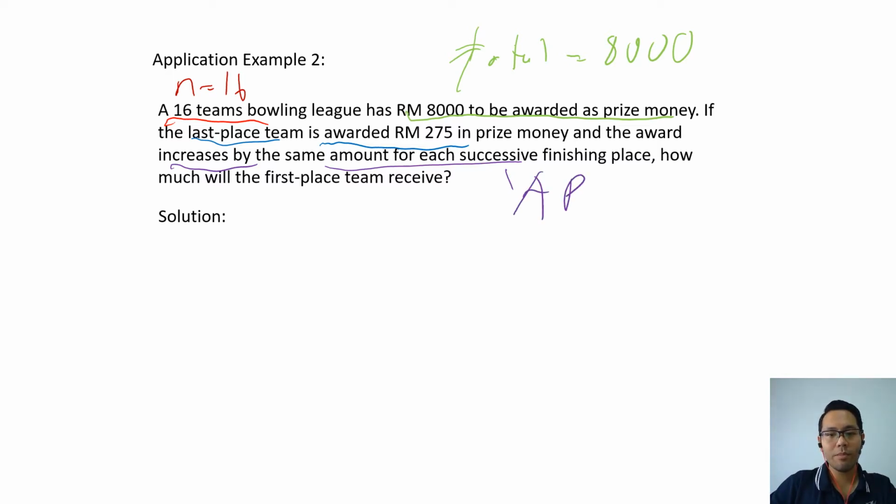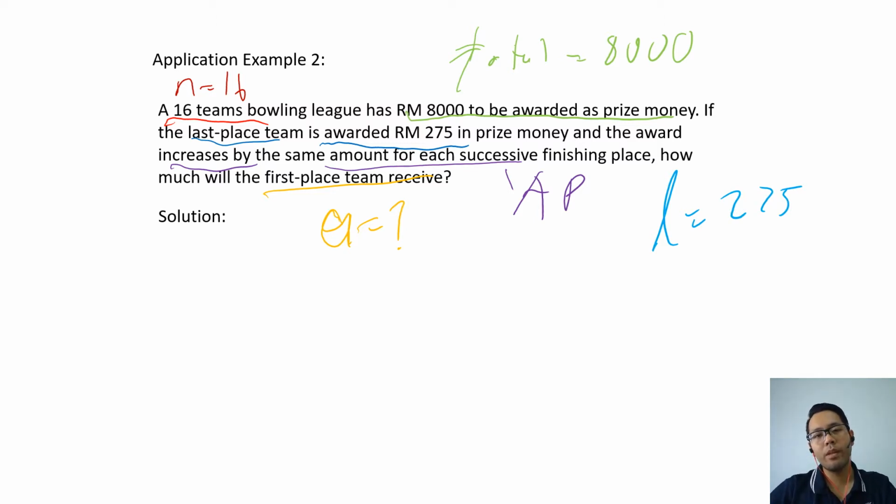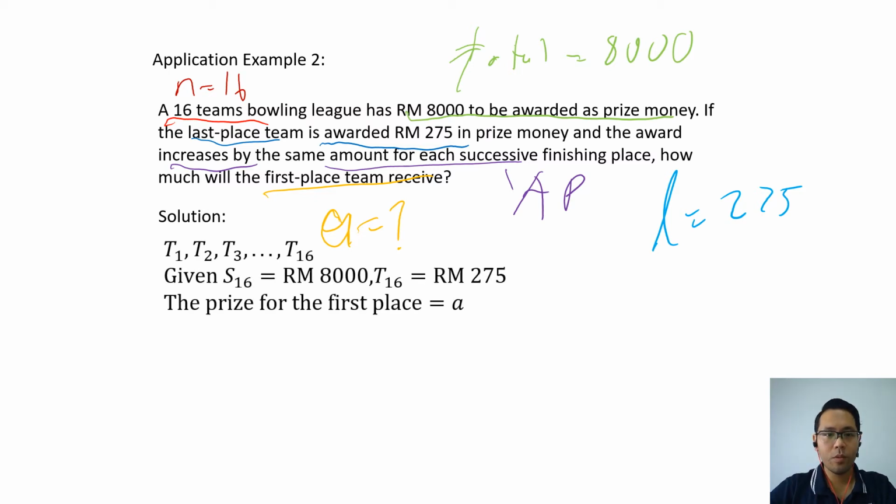And somehow this question is a bit weird, because they ask, hey, how much is the first place? A equals what? Normally we know the A, so this is the one where we do not know the A yet. But we know the last. So L is 275. So how do we continue? Well, T1, T2, T3, and we know the total number is 16 because there are 16 of them. So the total is 8,000, and T16, which is the last one, is 275, and you want to know the A.